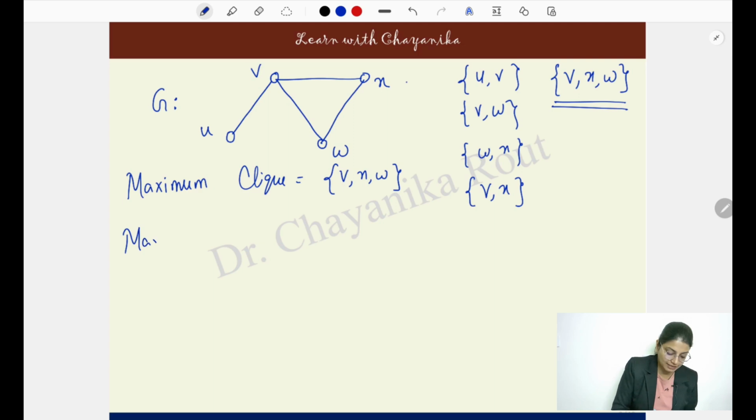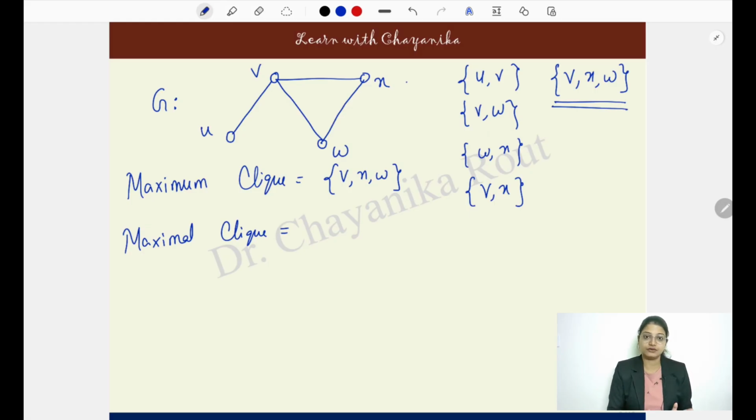Now what about maximal cliques? So maximal cliques are those cliques which cannot be extended any further to a clique of larger size, or a maximal clique is a clique which is not contained in any larger clique, or a maximal clique is a clique which is not a subset of any larger clique. So basically a clique which has stopped extending, which has saturated, it cannot be extended any further by the entry of any new vertex, that particular clique will be called maximal clique.